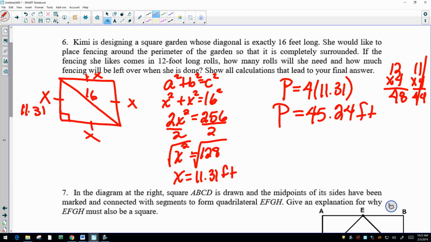So that's one way to process through it. Another way to process through it. You got a length of about 11.31. About how many rolls is it going to take per side? 1. So I know I'm going to need 4 rolls. Another way I could process through it is if I could take this and divide this by 12, and that's going to get me somewhere around 3.77. What's that telling me? I need 3 and a little bit more rolls, but can I buy 0.77 of a roll? No. So again, I'm going to need 4 total rolls.